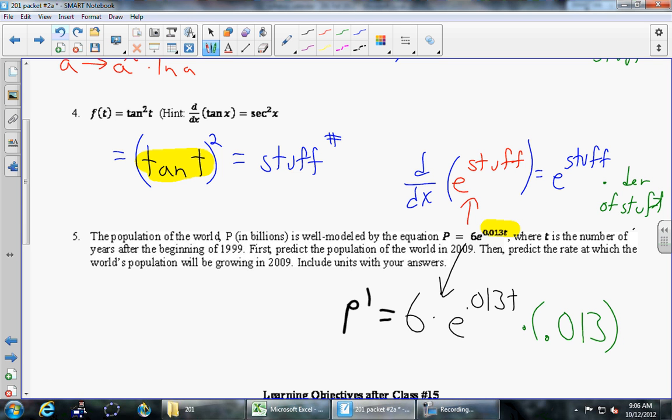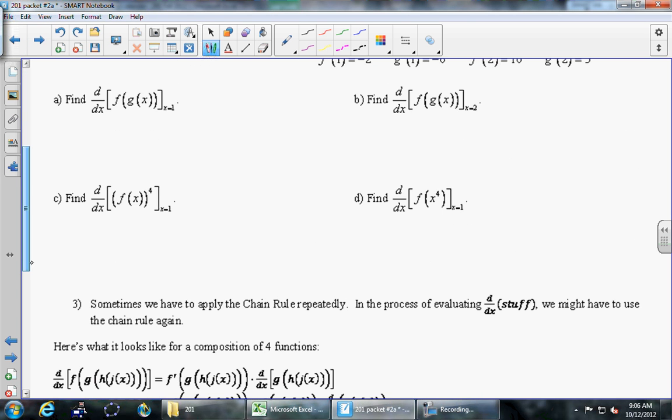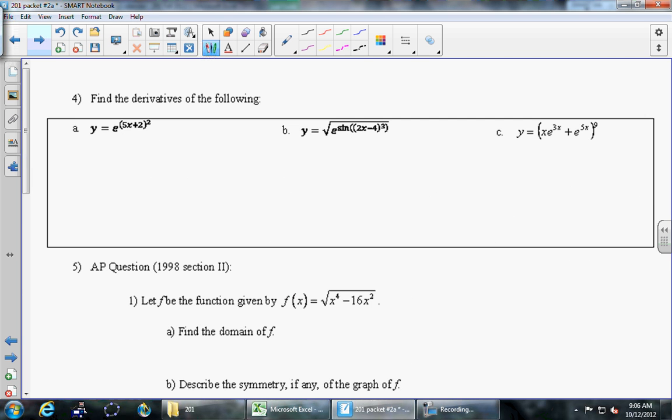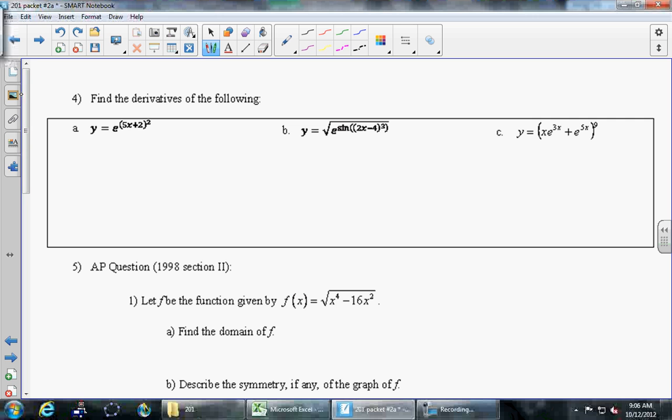Okay, so if we're ready, we'll go to the next page. And we're going to do some problems. Actually, I kind of want to change the order a little bit. Let's go another page down the road to page 17. All right, page 17 says find the derivatives of these things.